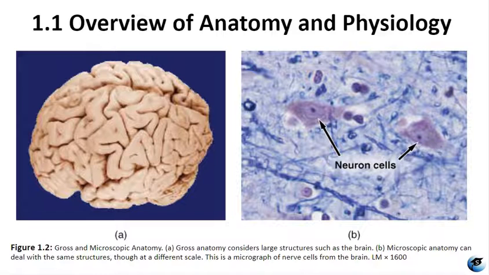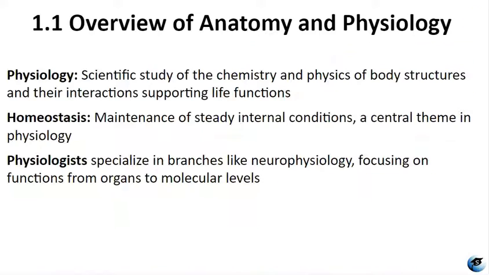Figure 1.2 shows examples of gross and microscopic anatomy. Gross anatomy is going to be your larger structures that you can see with the naked eye. Figure 1.2 gives an example of the brain, whereas microscopic anatomy is dealing with the same structures but on a very much smaller scale. So figure 1.2b is showing individual nerve cells from inside of the brain. So anatomy is going to cover the macro and the micro in this way.